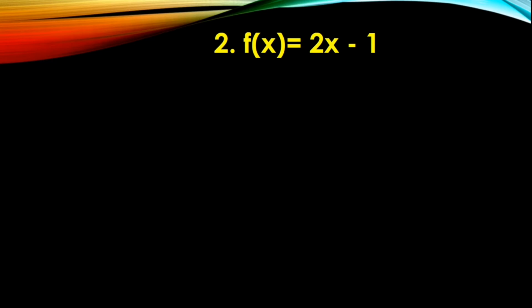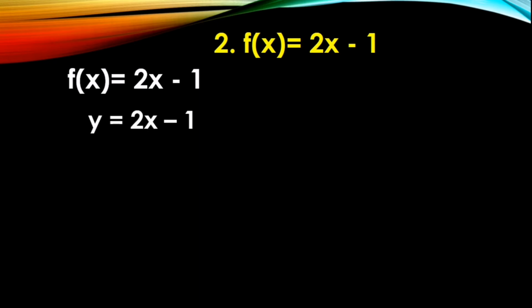Number 2. Find the inverse of f of x is equal to 2x minus 1. So we will write this in the form y is equal to f of x. So that is y is equal to 2x minus 1. Next, interchange the variables x and y. That will become x is equal to 2y minus 1.